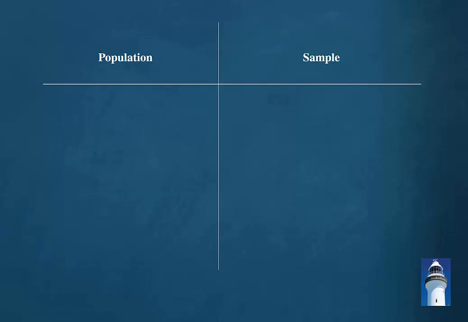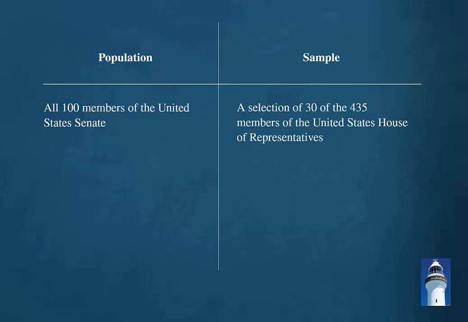So let's look at some examples of how we would classify groups of subjects as a population or a sample. All 100 members of the United States Senate would be classified as a population. The key here is that all 100 subjects in the population are included in the group. No subset has been selected. A selection of 30 of the 435 members of the United States House of Representatives would be classified as a sample. Only a subset of the population is being selected. Some of the 435 members of the population are excluded.